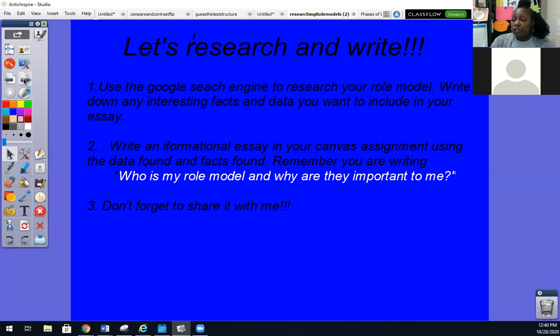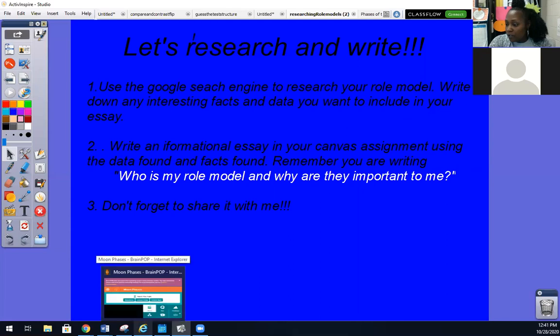So what I want you to do is use the Google search engine to research your role model. Write down any interesting facts and data you want to include in your essay. So we're just going to stop at one. I just want you to write. You can do a draft if you want, but we really need to know how to use the technology to look for our information. I'm going to give you an example before I release you to do it yourself.